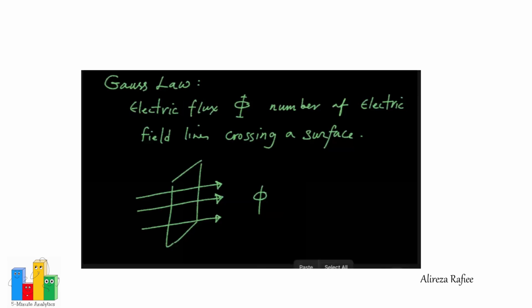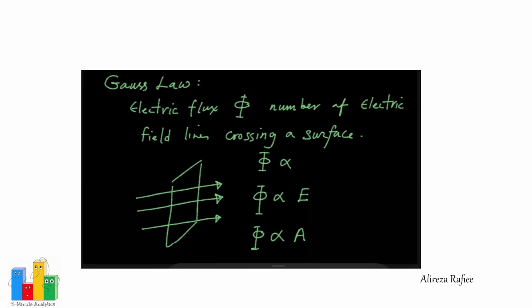So he realized that the electric flux is proportional to the amount of the electric field. He also noticed that this electric flux is proportional to the surface area. And also he realized that this flux is proportional to the angle between the electric field lines and the surface.